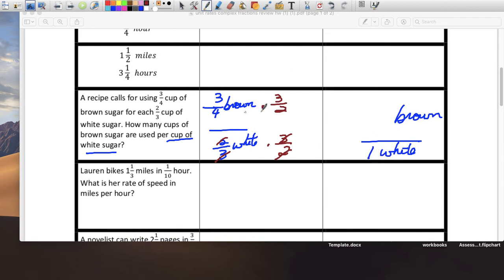On the top, 3/4 times 3/2. We can just multiply. 3 times 3 is 9. 4 times 2 is 8. And that simplifies to 3/2. And 3/2 becomes 1 and 1/2. So every time I have 1 cup of white sugar, I'm going to have 1 1/2 cups of brown sugar.